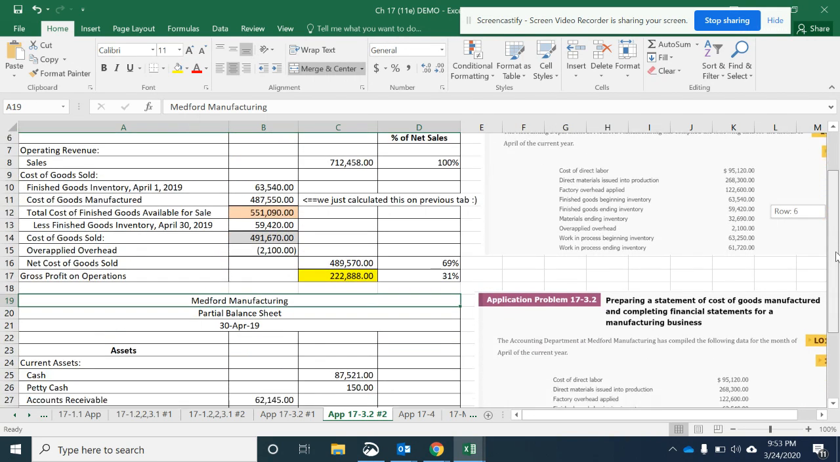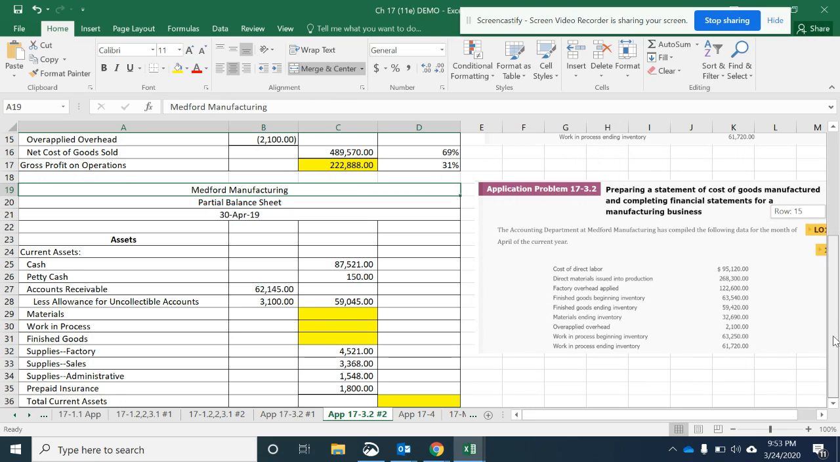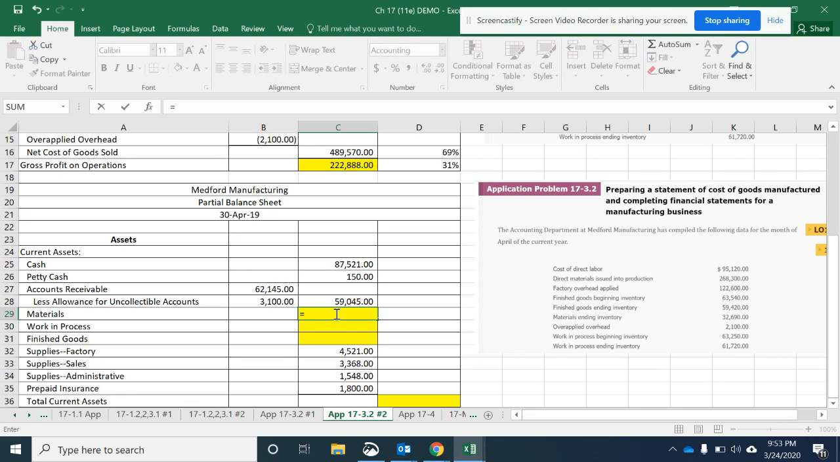All right, last one, you guys, in this chapter, and there's only 3 that we have to cell reference. Everything else is given to you. So when we do our balance sheet, we always look at cash, petty cash, accounts receivable. Those are from our work in prior months and years, actually. So we're going to pull in the materials. So finished materials is going to be over here, materials ending inventory.